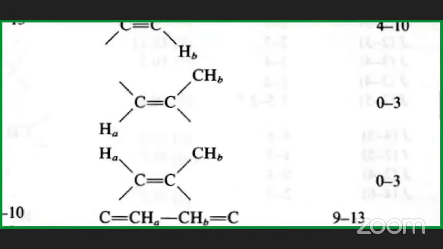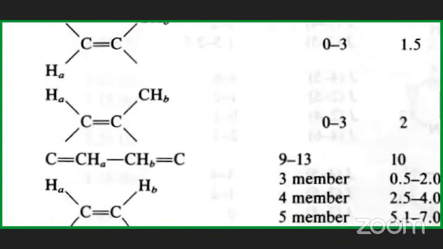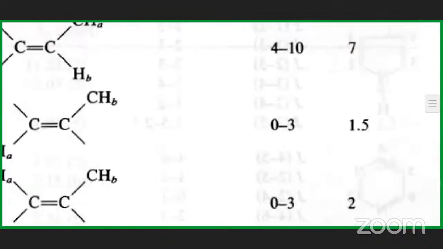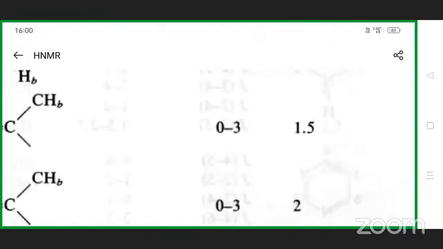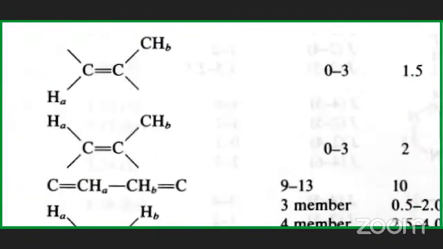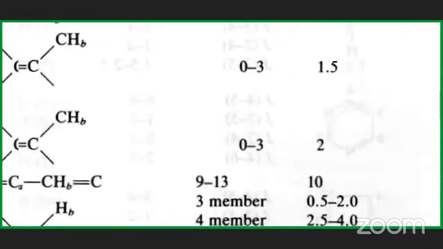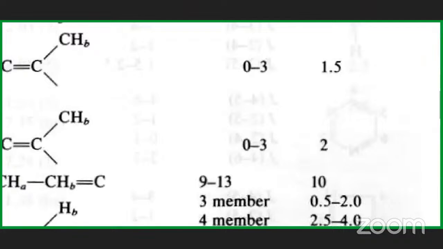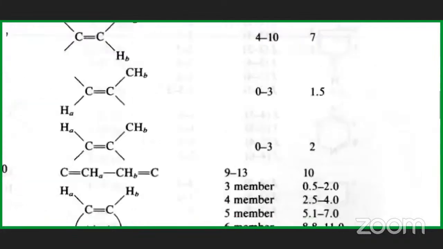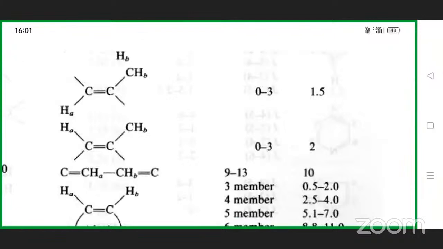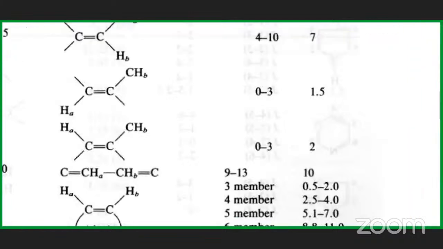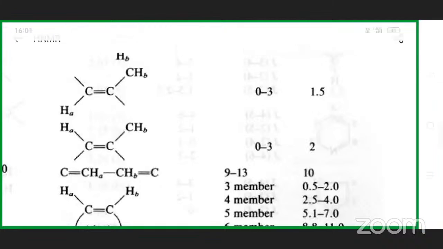The delta value is the same, but the coupling constant value differs. For trans protons, the J value is 1.5, and for cis protons, the J value is 2. So by this J value, you can differentiate the cis and trans configuration. In the H1 NMR spectra, you can't differentiate them by chemical shift values because both appear at the same delta values, but by J value you can.